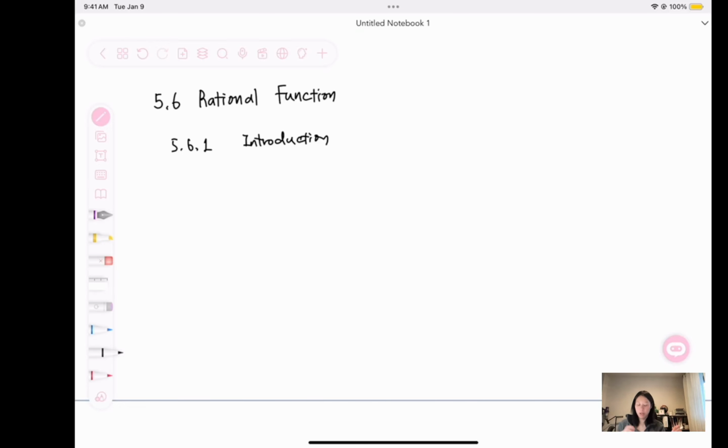In this video, we're going to talk about rational functions. First, an introduction. So what is a rational function? A rational function is in the form of R, which stands for rational, and it contains two polynomials.